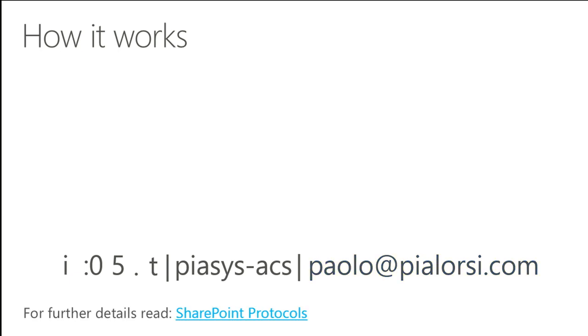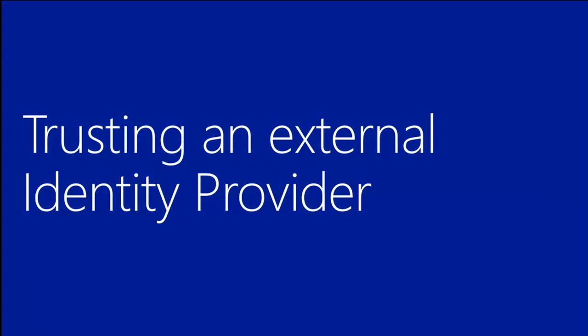Now, you can find more details on this link that you will find on the slide deck, of course. Let's move to the trusting of an external identity provider. I showed you that I can authenticate my users using an external identity provider of my own or Windows Azure ACS. Well, now I will show you how, by hand, to do that in your own environment, trusting Windows Azure ACS.